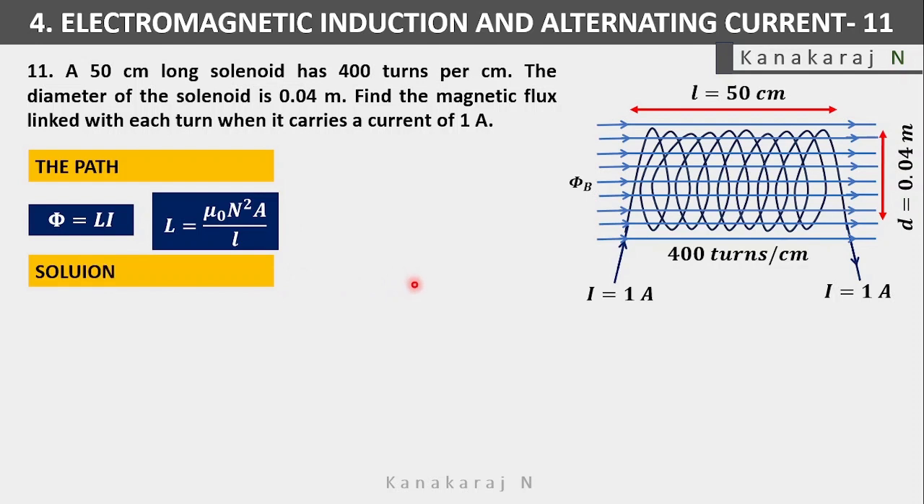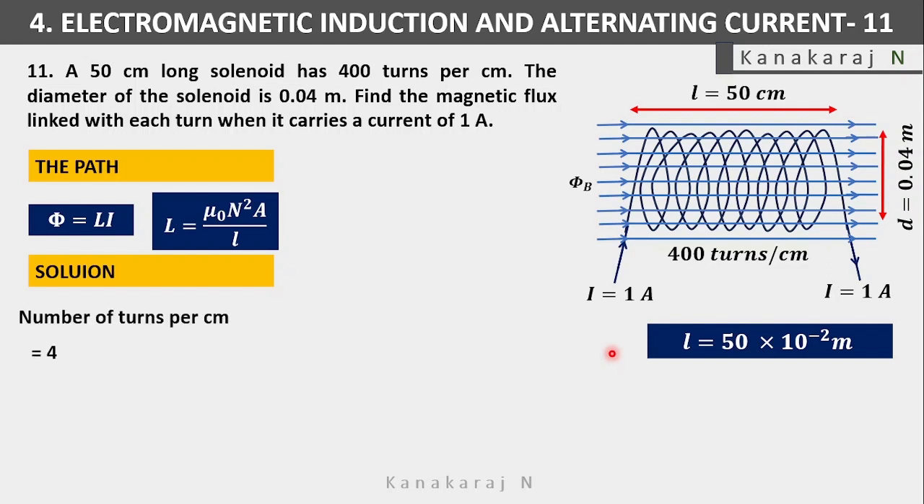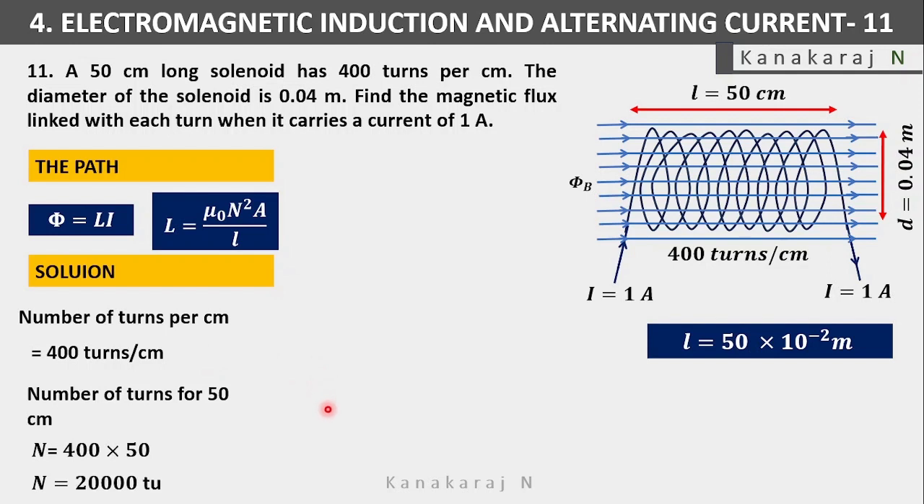The solution. Let us start with the length. Length is given in the problem as 50 centimeter. We write it in SI unit: l equals 50 into 10 power minus 2 meter. The number of turns per centimeter is 400, but we have 50 centimeter. So we multiply 400 by 50 to get the total number of turns in 50 centimeter, which is capital N, 20,000 turns. There are 20,000 turns in 50 centimeter length of the solenoid. We write it as N equals 2 into 10 power 4 turns.